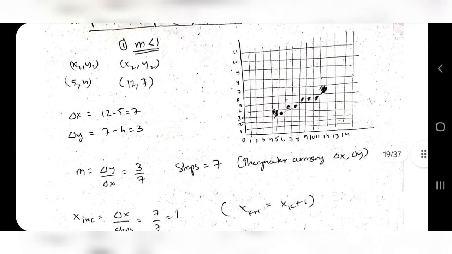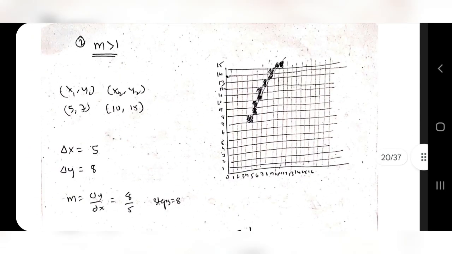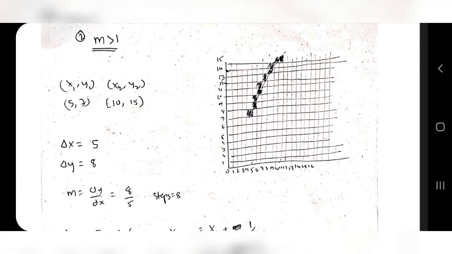So that's what's happening. If the slope is less than 1, x will be incrementing faster than y, and these are the steps we need to follow to plot the pixels in the graph. Moving on to the slope greater than 1, the difference is that y changes more than x, so y will be incrementing by 1 each time, and x will be incrementing by some decimal values. Delta x is 5, delta y is 8, so the slope is 8 by 5, which is greater than 1, so y will be incrementing faster. Each increment in x is 5 by 8, which is 0.6, and 8 by 8 is 1, because y will be incrementing by 1 each time and x by some decimal value.